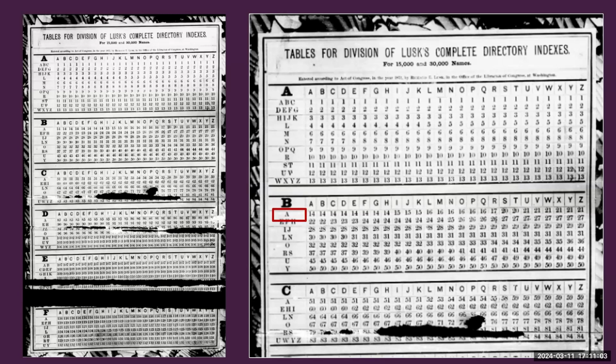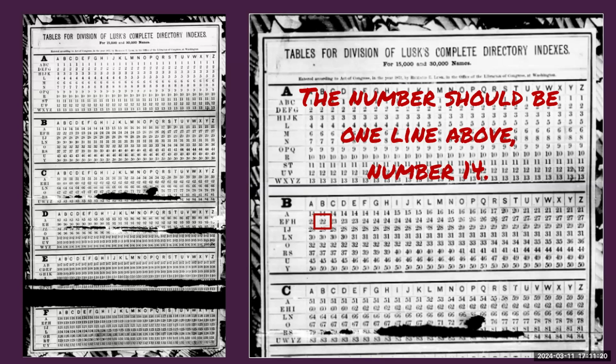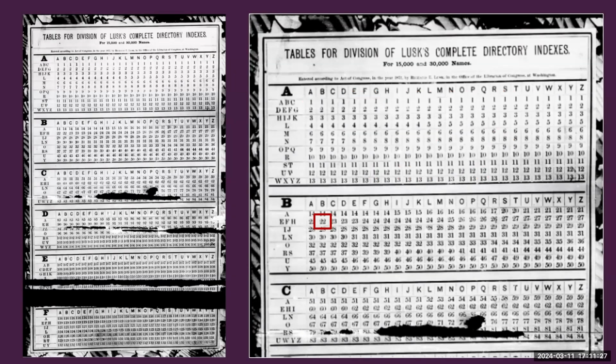Then go downward for the second letter of the name, which is A. Lastly, move across to the right for the third letter of the name, which would be B. Where those intersect is the page number you should look on. In this case, it's page 22. Always, always look for this key. It will save you a lot of time.